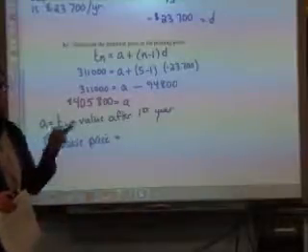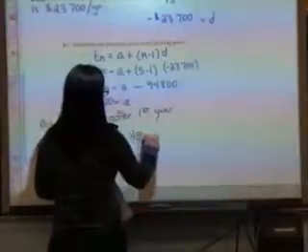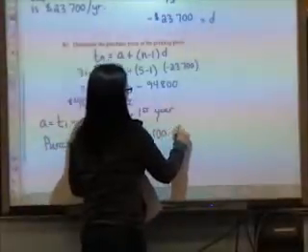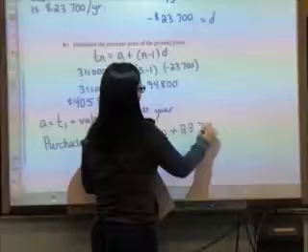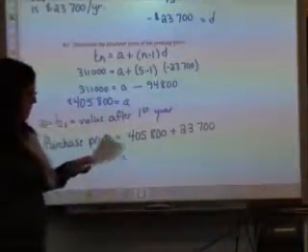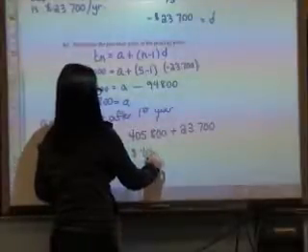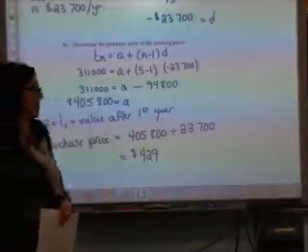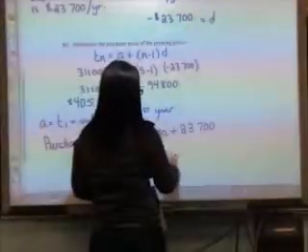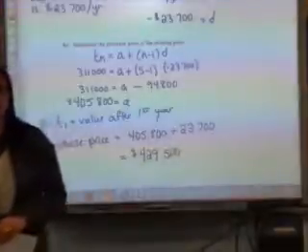You add 25,000. I add another year of depreciation, 405,800 plus another 23,700, and I get $429,500 would be the purchase price.